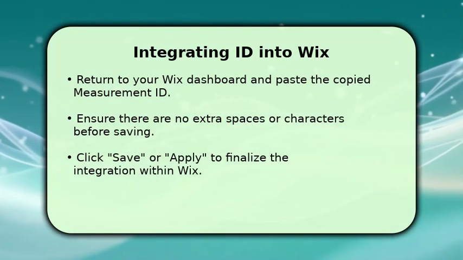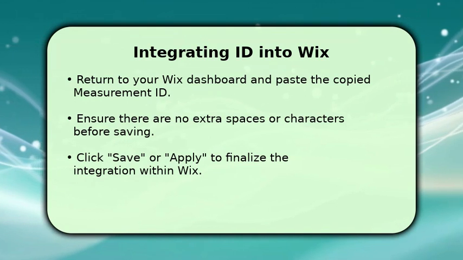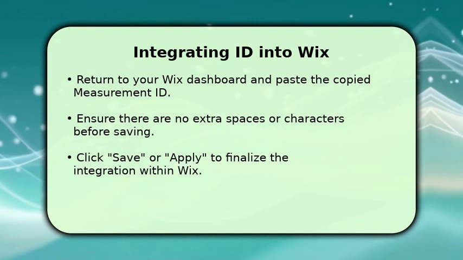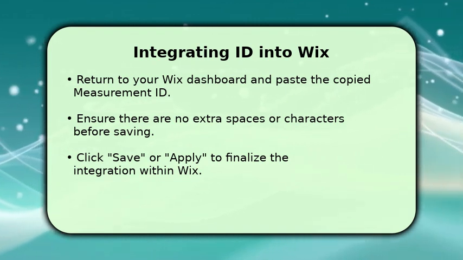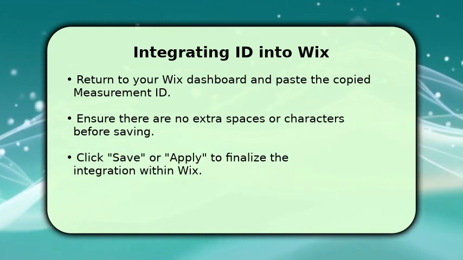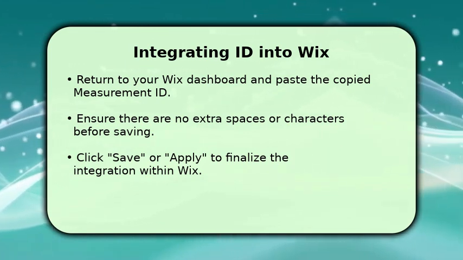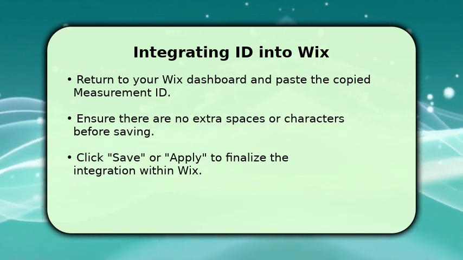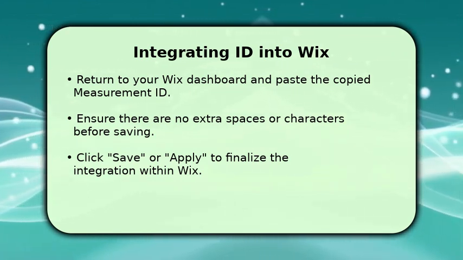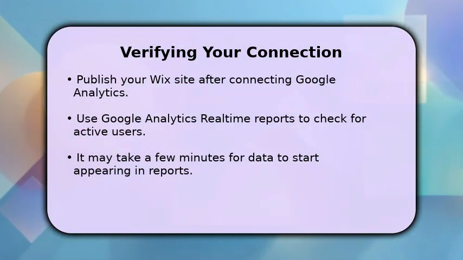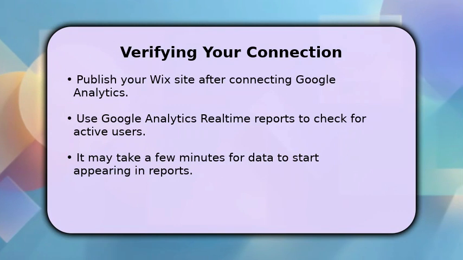Now, head back to your Wix dashboard, where you left off in the Marketing Integrations section. Paste the Google Analytics Measurement ID you just copied into the designated field. Double-check to ensure there are no accidental spaces or extra characters before or after the ID. Finally, click the Save or Apply button to complete the integration within your Wix site. After connecting, make sure to publish your Wix site to apply the changes.